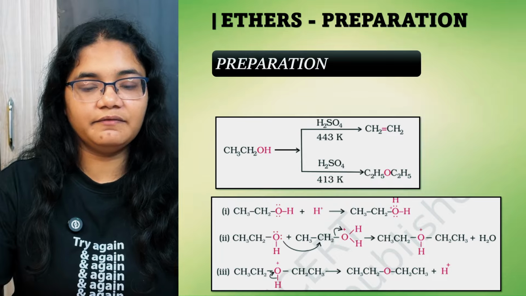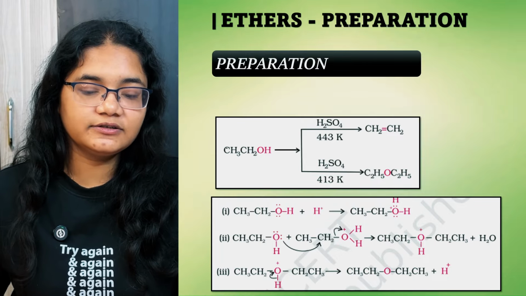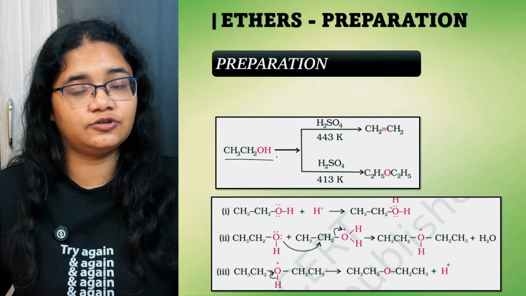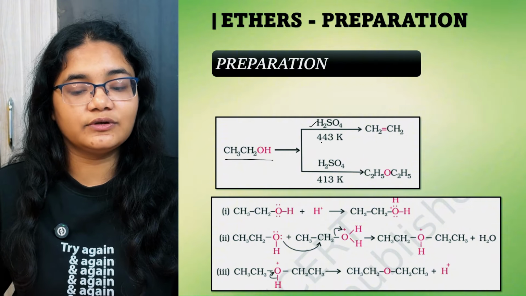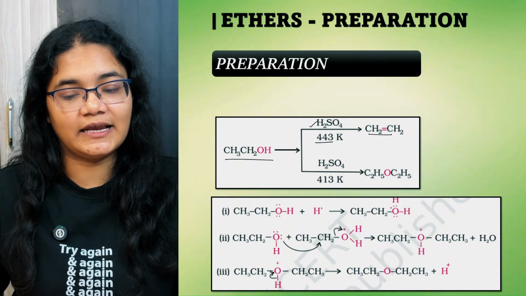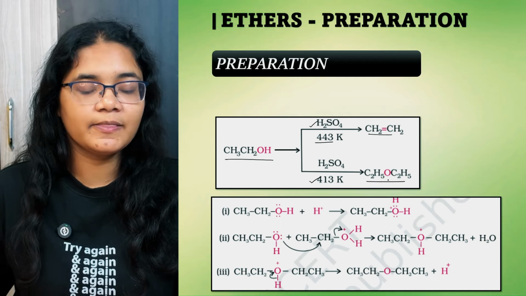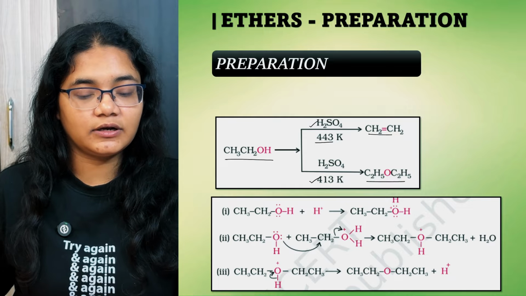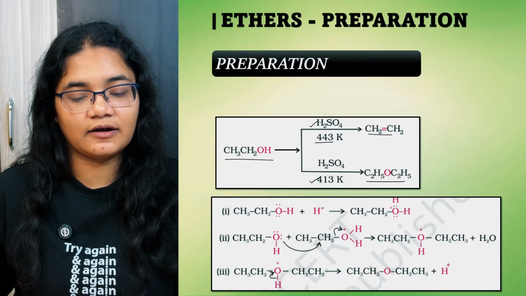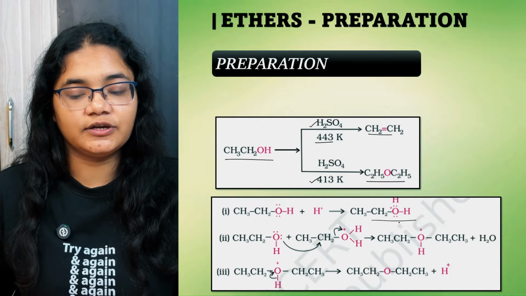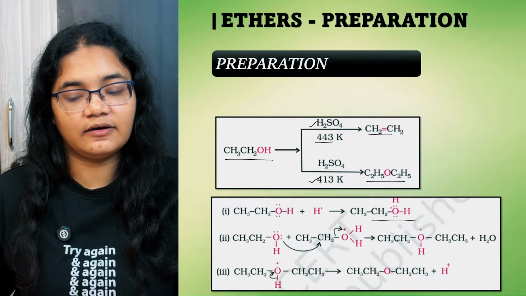Okay, now we will talk about the preparation of ether. So first of all, we have CH3CH2OH. When you treat it with H2SO4 at 443 Kelvin, there is elimination, but if you take it at 413 Kelvin, it will give you ether here. Now the mechanism is important here. CH3CH2OH can react with H plus to give you CH3CH2OH2 plus, and then again this can react.